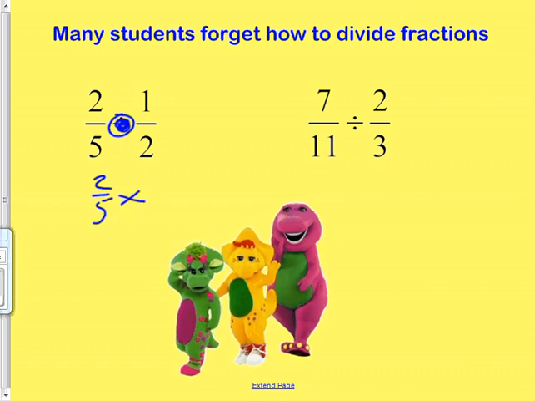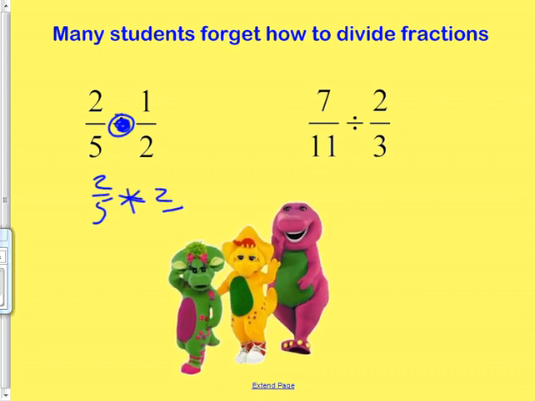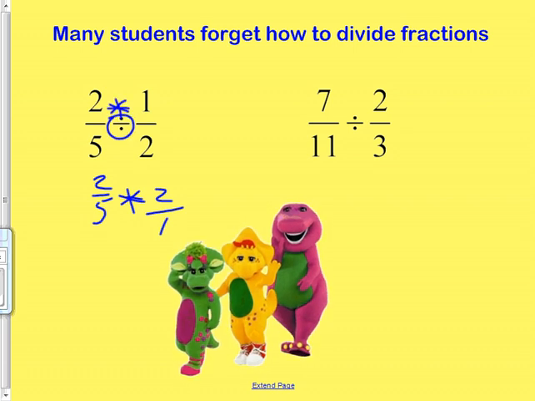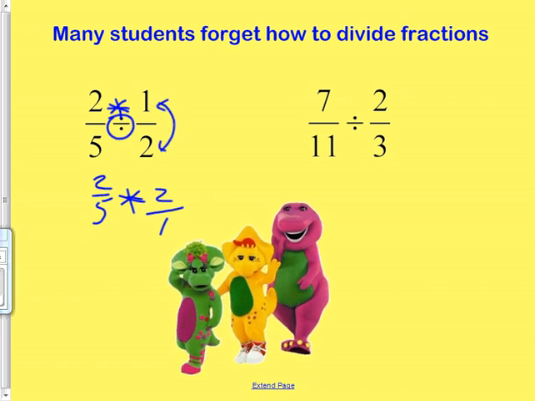2/5 times 2 over 1. And if you think about it, it makes sense. Instead of dividing, we are going to change it to multiply. Well, you got to do something different then, because divide by a half is not the same as multiply by a half. So then you got to switch this. And if you wanted to think of it this way, dividing into halves is just like multiplying by 2.